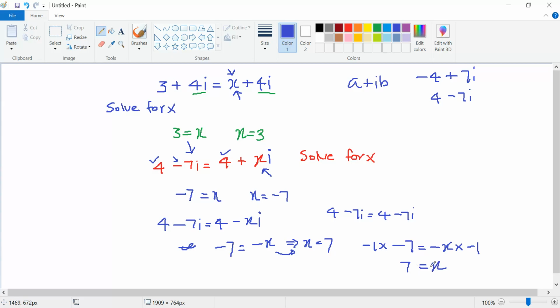So that's how we solve these types of problems. In the next video, we can look at the different forms of writing a complex number.